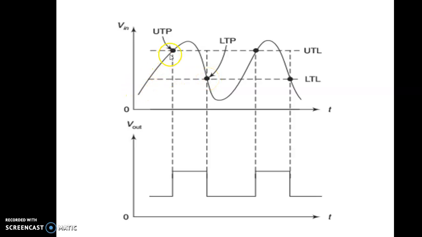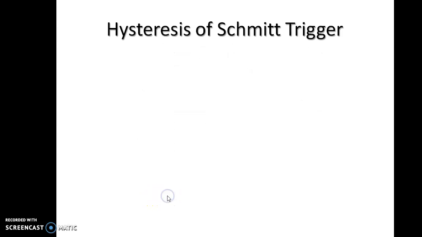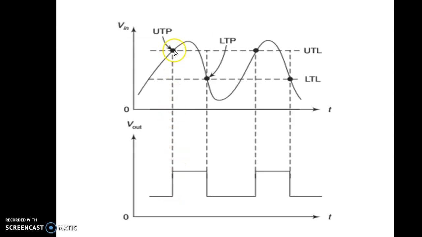So when the input voltage is lesser than the upper threshold point, the transistor Q1 will be in the off condition and Q2 will be on. So hence the output voltage will be equal to VCE sat plus VRE. And this process continues until the input voltage reaches the level UTP. Once the input voltage reaches UTP, the transistor Q1 turns on and transistor Q2 is off, and the output voltage will be equal to VCC. So hence we obtain this level.